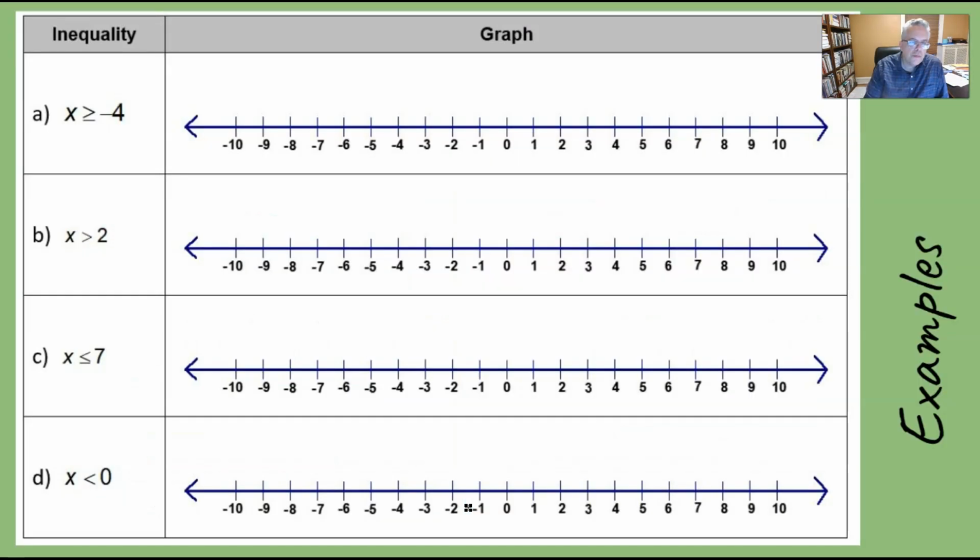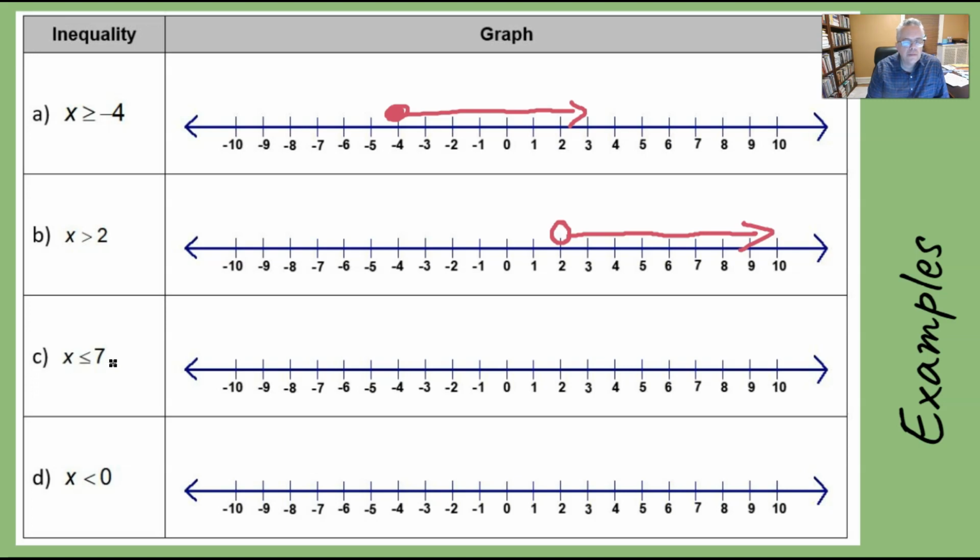All right, so let's do a little bit more practice. We have x is greater than or equal to -4. So it has an equals, put a solid dot at -4, and greater than is to the right. X is greater than 2. Okay, so hollow dot at 2, so it doesn't have an equals, and greater than 2 is to the right.